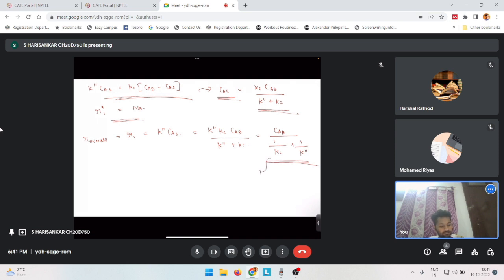Now this 1 by KC is called the mass transfer resistance, or basically the resistance of diffusion. And this is the resistance of reaction. So we can have three different cases. Case one, where KC is very, very much greater than K double dash. That means the resistance of diffusion is very, very much less than the resistance of reaction.